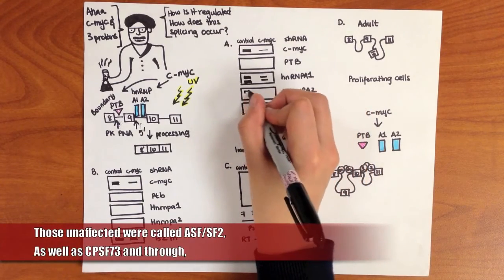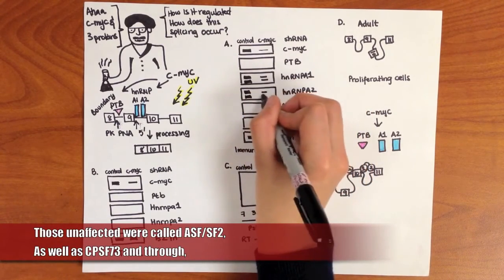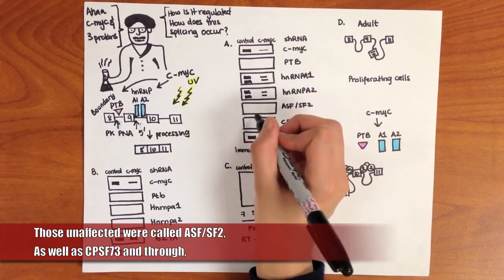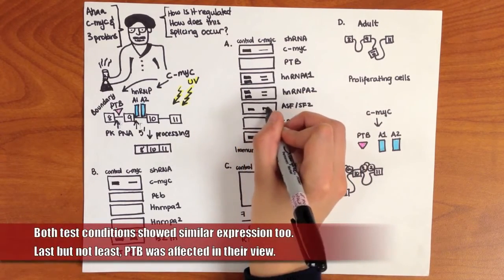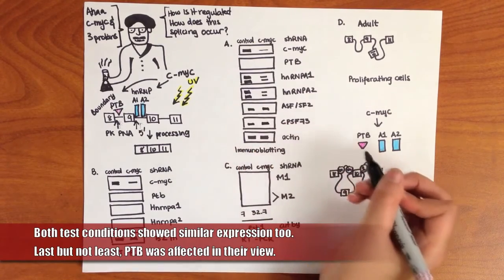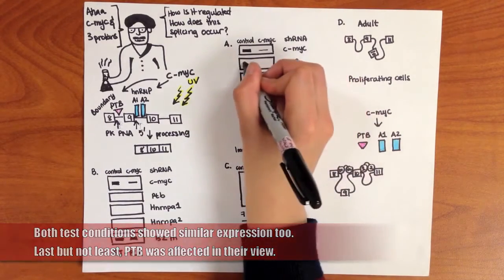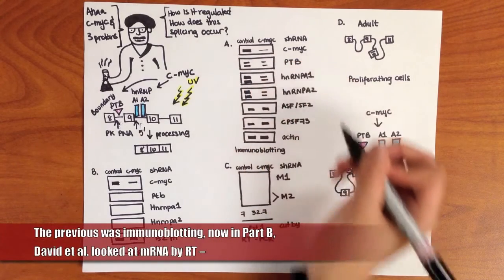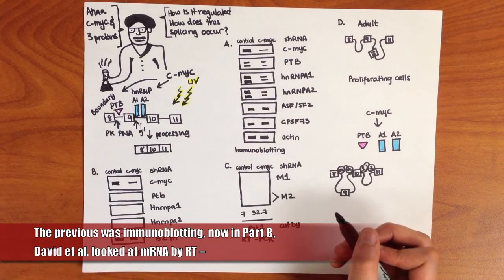Those unaffected were called ASF/SF2, as well as CPSF73 and through. Both test conditions showed similar expression too. Last but not least, PTB was affected in their view. The previous was immunoblotting. Now in part B, David et al.